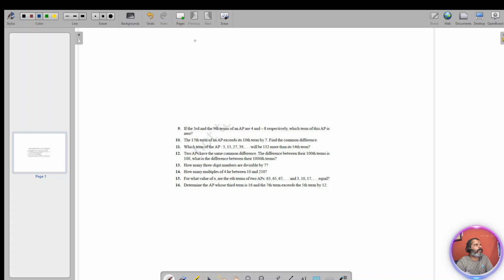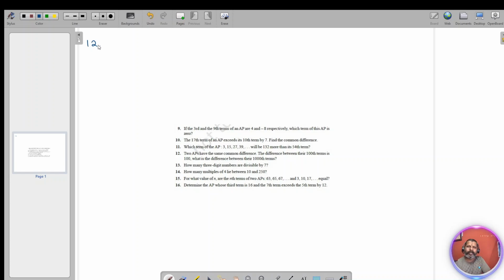12th one. This is an important question. I mean, kind of not a regular question. Two APs have the same common difference. They say d is the same, but there are two APs. Means the APs have a different first term. The difference between the 100th terms is 100. What's the difference between the 1000th terms?